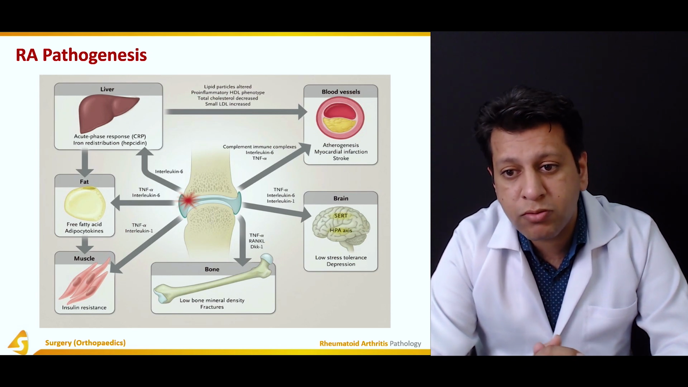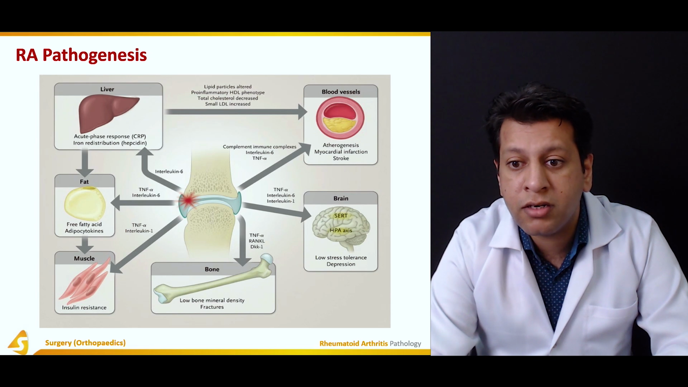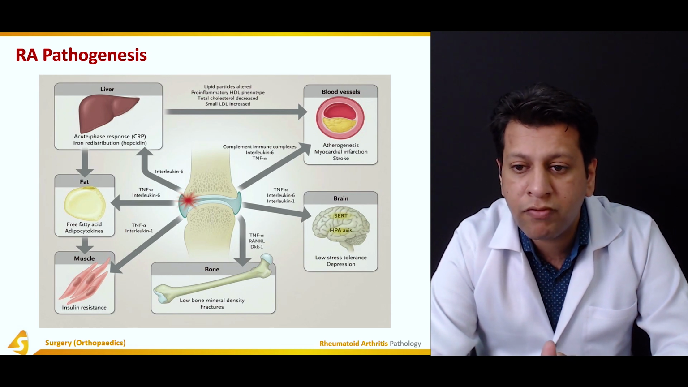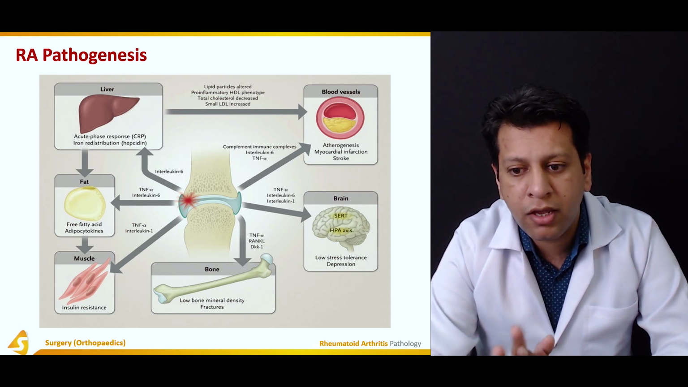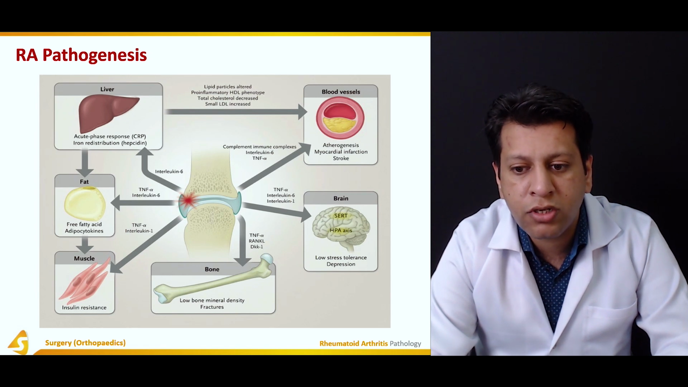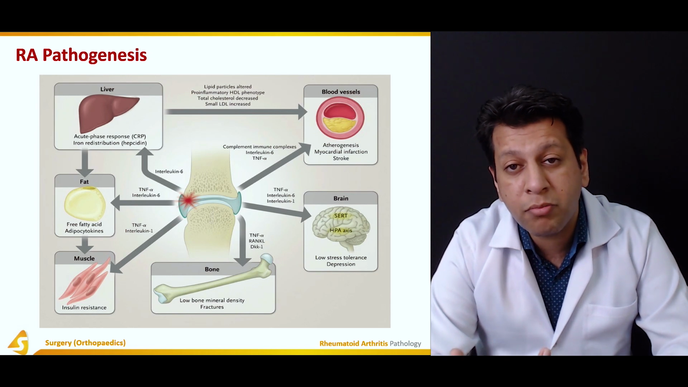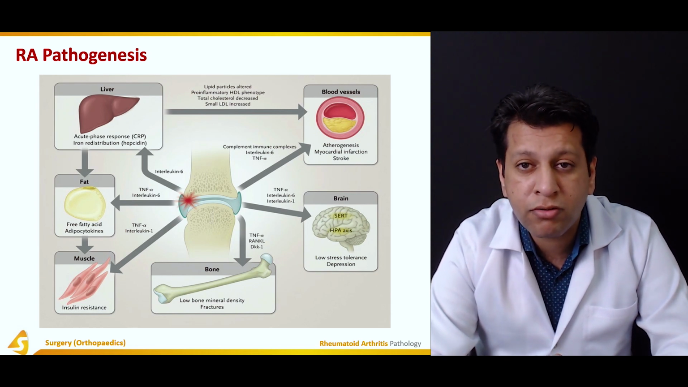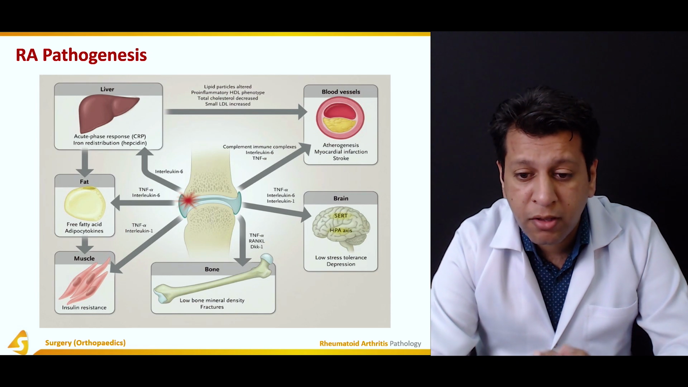They also affect blood vessels, resulting in atherogenesis, myocardial infarction, and stroke. In the brain, this results in low stress tolerance and an increased chance of depression. As a result, patients with rheumatoid arthritis are usually highly demoralized and depressed.